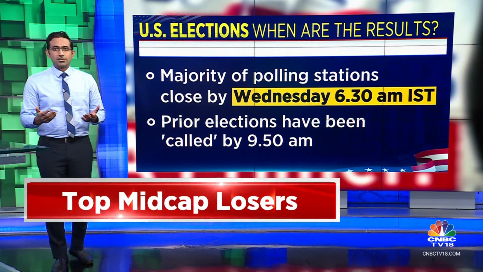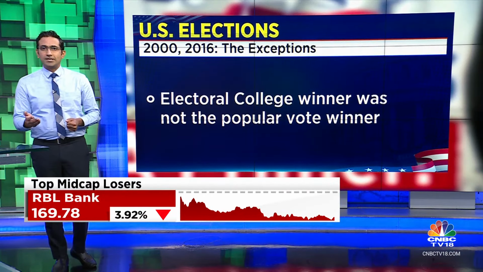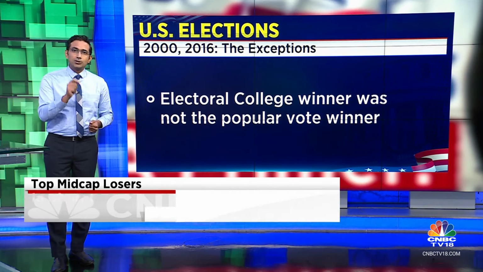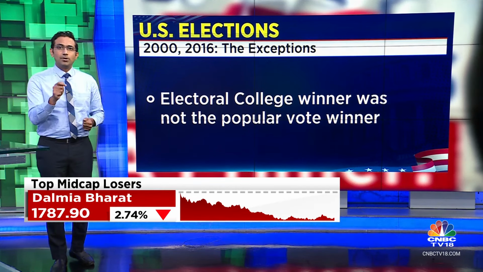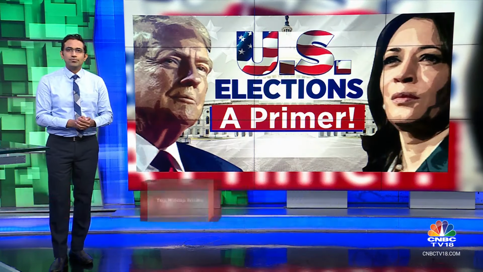There are exceptions to this. This includes the years 2000, 2016, and 2020. In the first two, the years 2000 and 2016, the Electoral College winner was not the popular vote winner. And that is the reason why you had delayed results coming through.